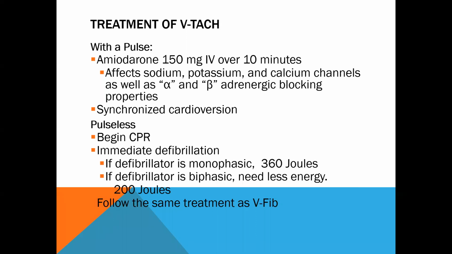It also has alpha and beta adrenergic blocking properties. So that's going to slow down the heart rate. So that's how amiodarone works. So if the patient has a pulse, neurologically, they're still awake and alert, there's time to give that medicine via an IV.